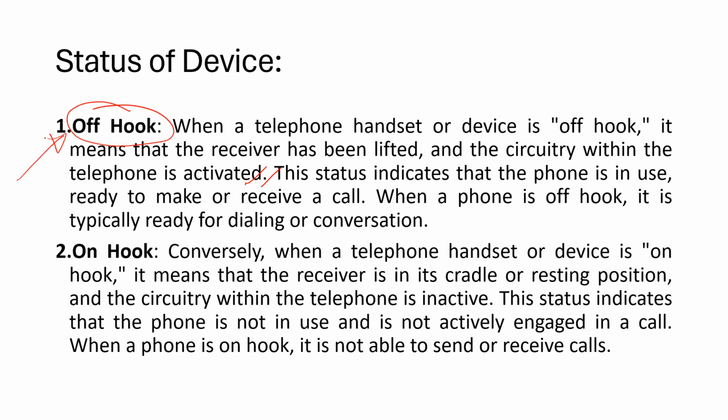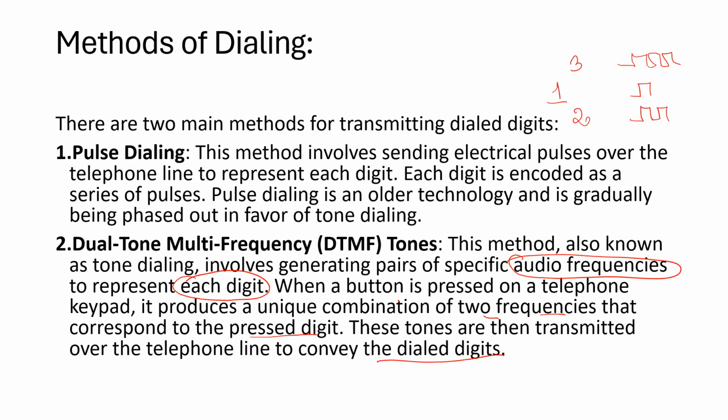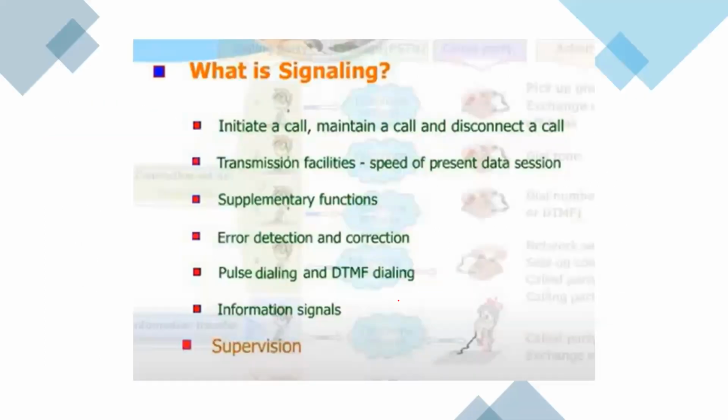Now, what is on hook? Conversely, when a telephone handset or device is on hook, it means that the receiver is in its cradle or resting position and the circuitry within the telephone is inactive. Just the opposite of off hook. Okay, we have discussed all this now.